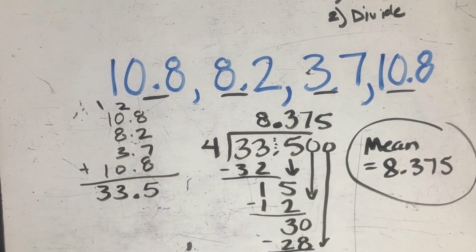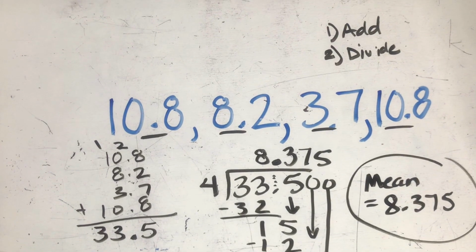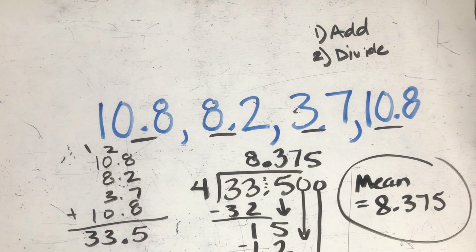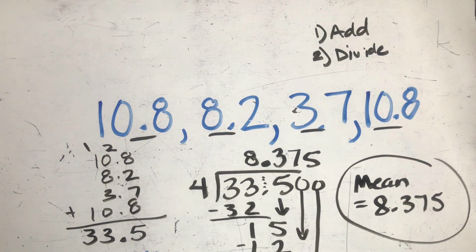That would be my answer for this set of data. First I added the numbers all together, and then I divide by how many numbers are in the data set.